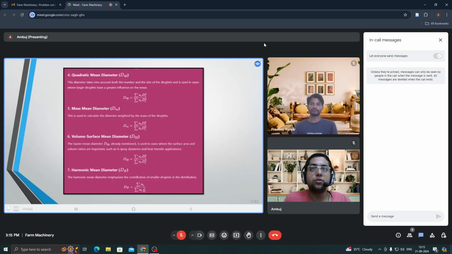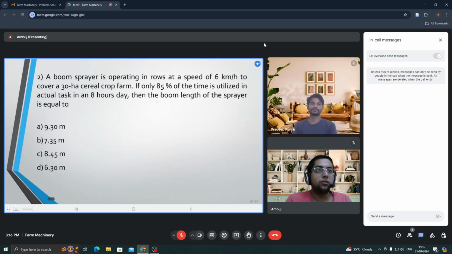Two exponents have reduced. Then volume surface mean diameter, that is sigma ni di cube over sigma ni di square. Same thing, no changes here. Already known as D32, or volume surface mean diameter, or Sauter mean diameter. Then harmonic mean diameter, this is the last one. This is sigma ni over di. If it comes in your examination, then please calculate it in a similar fashion to how you calculated D32. Moving forward, a lot of numericals are there today, so please keep your calculator handy. It will be useful.